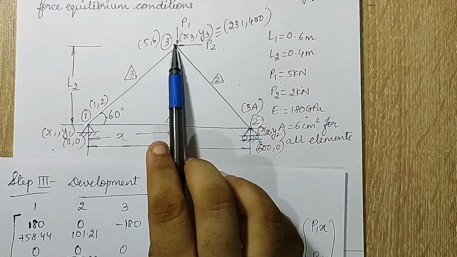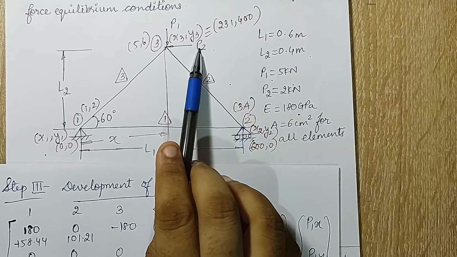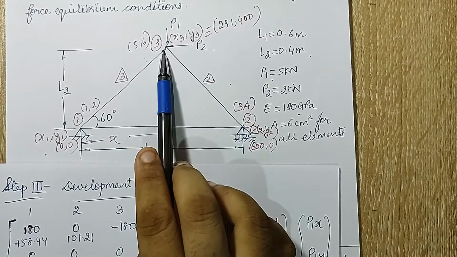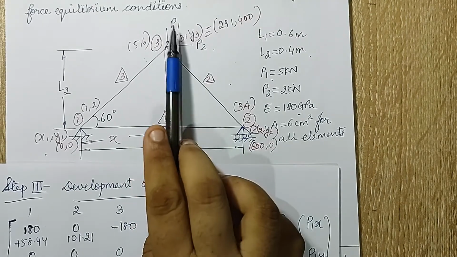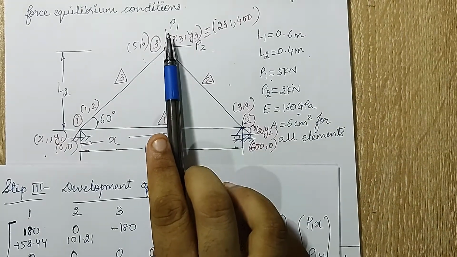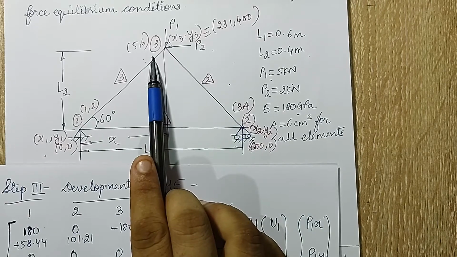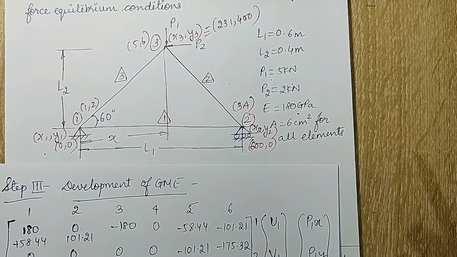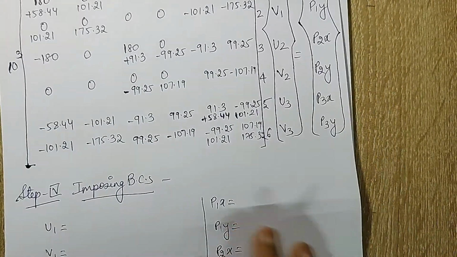When I look at the third node, there is two directional forces. So obviously there will be displacement in U3 and V3 direction. P2 and P1 is given. Both are negative if you observe. P1 is downward, P2 is towards the left. So I'll take both the values as negative. So let's substitute the values now.